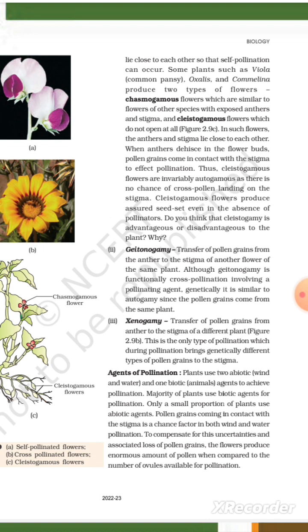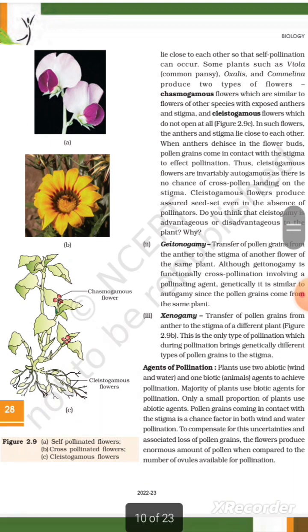Agents of pollination: plants use two abiotic agents, wind and water, and one biotic agent, animals, to achieve pollination. The majority of plants use biotic agents of pollination. Only a small proportion of plants use abiotic agents. Pollen grains coming in contact with the stigma is a chance factor in both wind and water pollination. To compensate for this uncertainty and associated loss of pollen grains, the flower produces enormous amounts of pollen when compared to the number of ovules available for pollination. Figure 2.9: A, self-pollinated flower; B, cross-pollinated flower; C, cleistogamous flower.